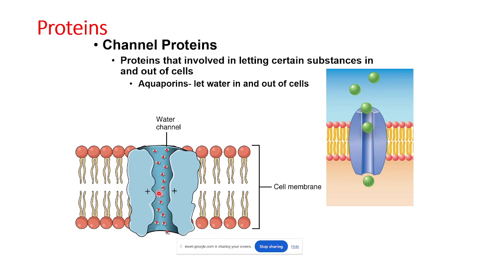The third type is the channel proteins. We have heard of aquaporins for water passage of specific substances. It is also very important because it is selectively permeable. These are proteins involved in letting certain substances in and out of the cell. So aquaporins, the common example, let water in and out of the cells.